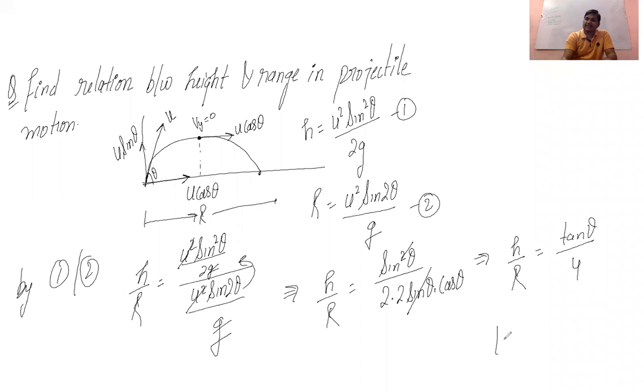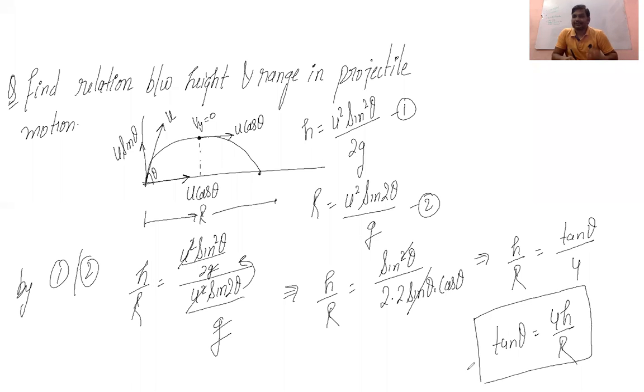So this tan theta will be your 4h upon r. So this is basically the relation between the tan theta and the range. Okay, one more important point, one more important question, or you can say the important points.